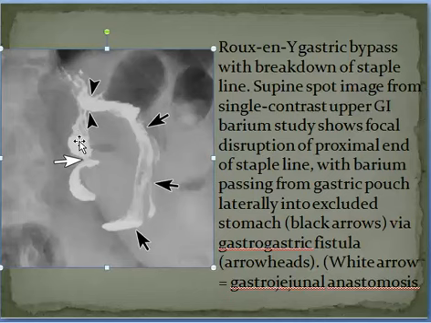This is the rest of the pouch, and this is the gastrojejunal anastomosis. So again, esophagus, pouch, jejunum. From the upper end of this pouch, there is a break of the staple line. So barium comes into the excluded stomach.